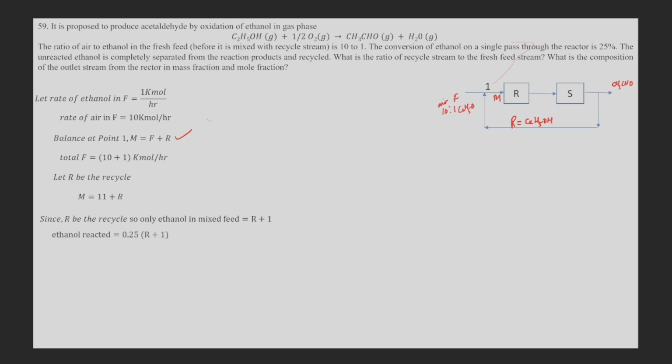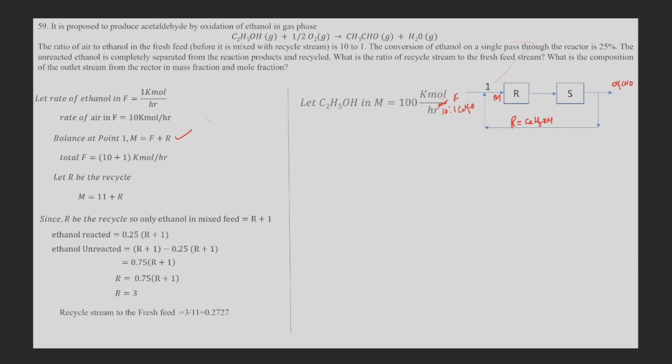Ethanol reacted is 0.25 times (R plus 1), straightforward. Unreacted is (R plus 1) minus 0.25 times (R plus 1), so 0.75 times (R plus 1). This unreacted should be equal to R because we only have ethanol in R. So R is equal to this, and we have R equal to 3, and the ratio of recycled stream to fresh stream follows. Now this is one method. We'll see the other one, and I think this is a little simpler.